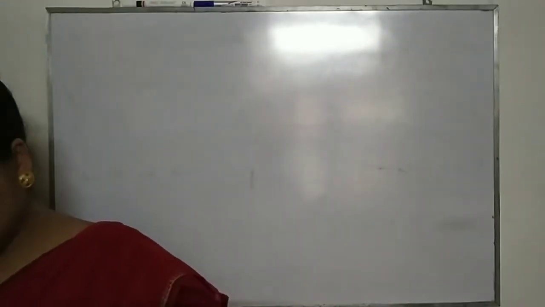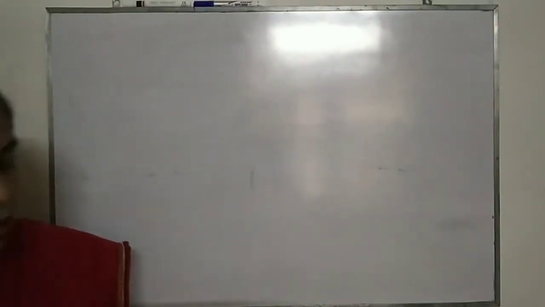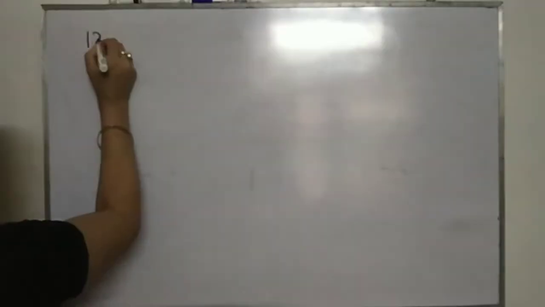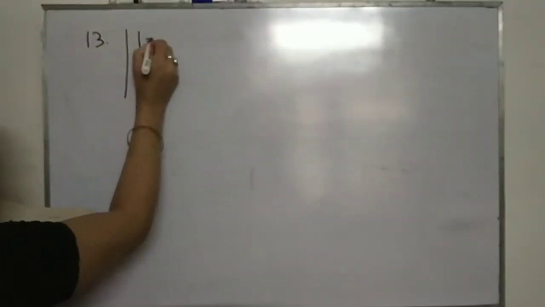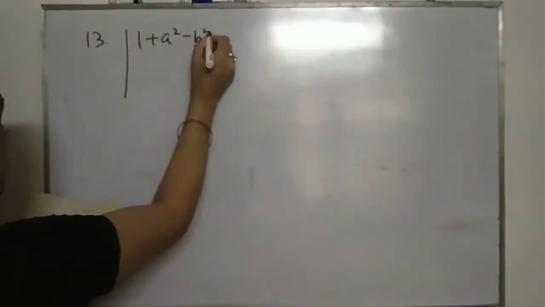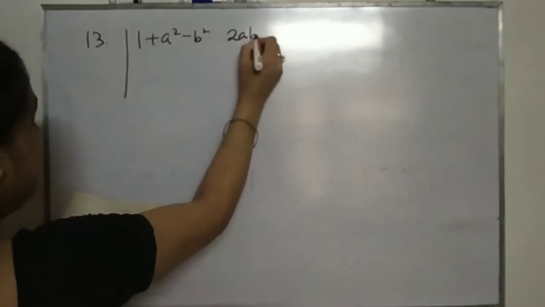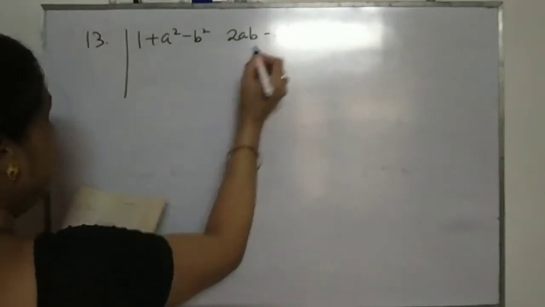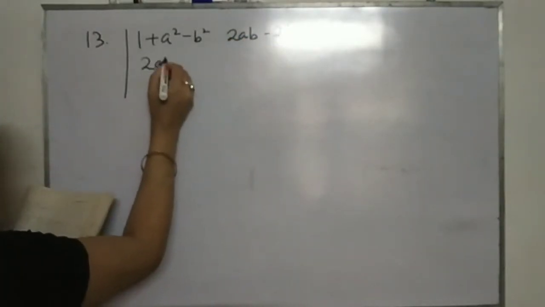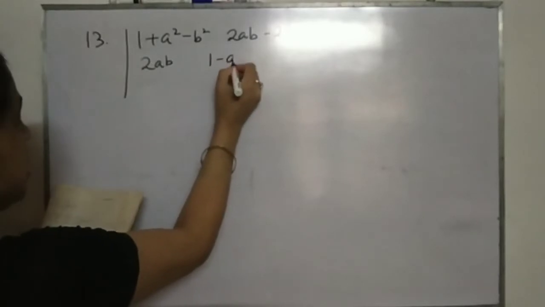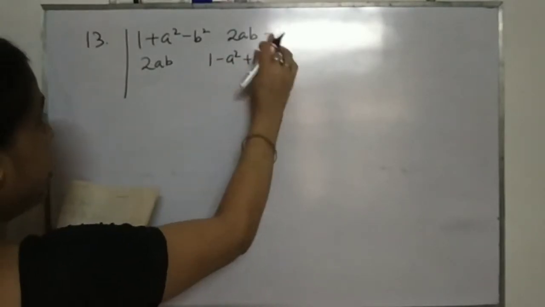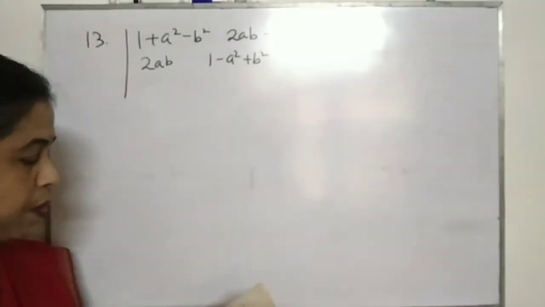Now, your question number 13 is, you see, this is your question number 13. I'm writing it first. 1 plus a square minus b square, this is twice ab. Here it is minus 2b. The second row, twice ab. Second element, 1 minus a square plus b square. Giving some space, you write down the elements, okay?